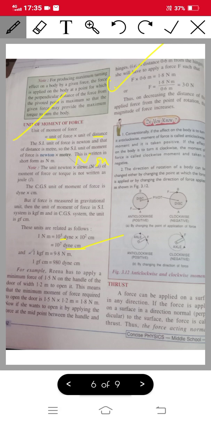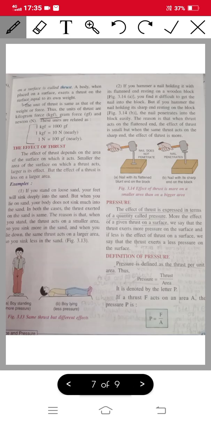Then thrust. What is thrust? Thrust is a little bit related to force and it is also related to pressure. So basically, what is thrust? Thrust is force only, but it is a perpendicular force given to an object. A force can be applied on a surface in any direction, but if a force is applied on the surface in a perpendicular direction, meaning in the direction normal to the surface, the force is called thrust. Thus, the force acting normally on the surface is called thrust.